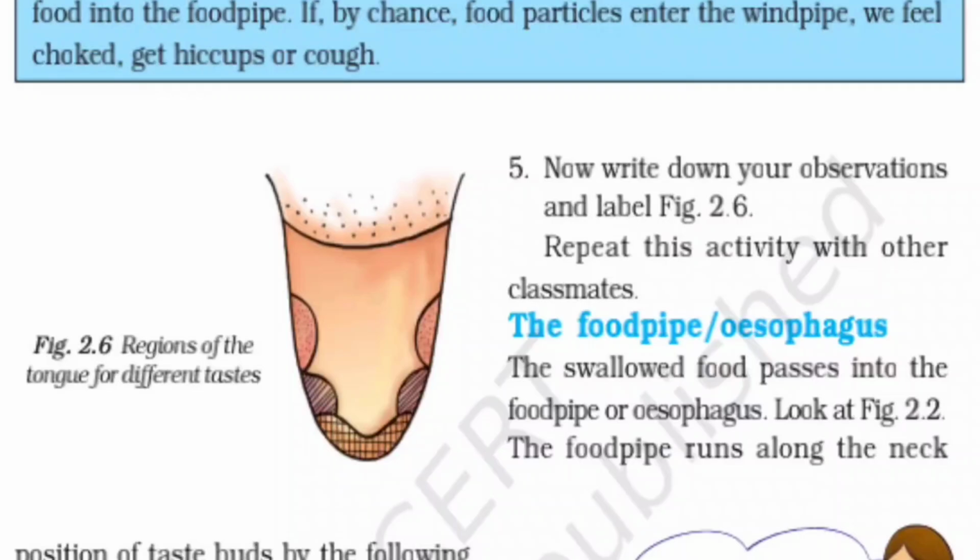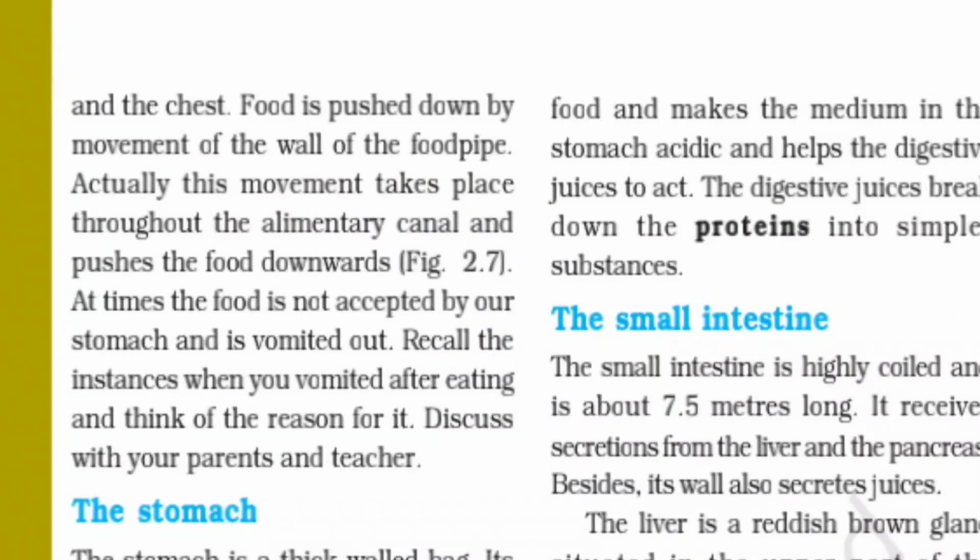The food pipe or esophagus. The swallowed food passes into the food pipe or esophagus. The food pipe runs along the neck and the chest. Food is pushed down by the movement of the wall of the food pipe. Actually, this movement takes place throughout the alimentary canal and pushes the food downward. At times, food is not accepted by our stomach and is vomited out. Recall the instance when you vomited after eating and think of the reason for it. Discuss with your parents and teacher.